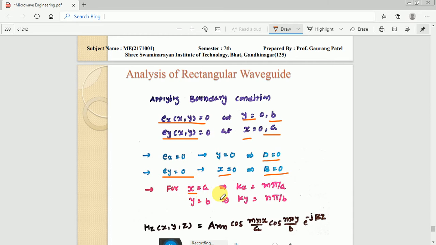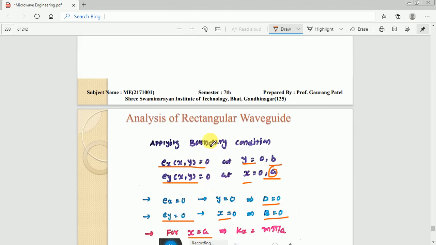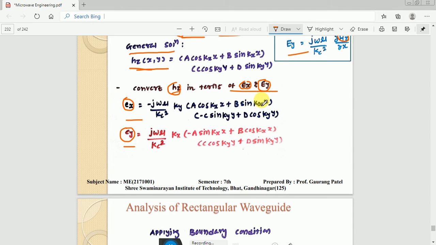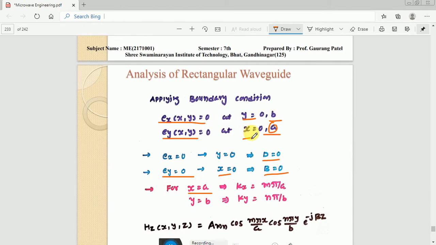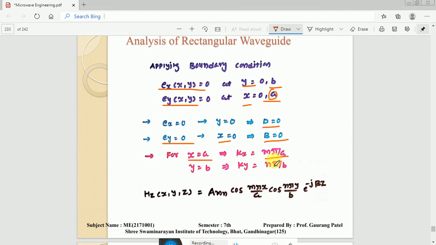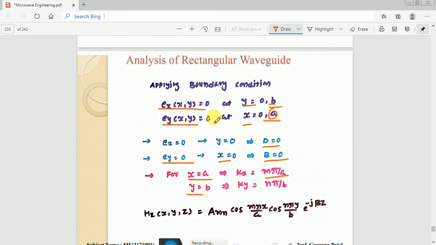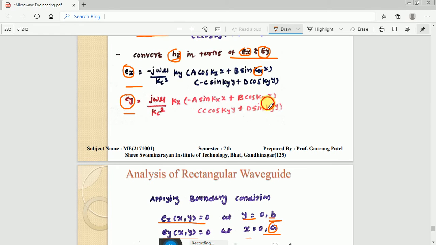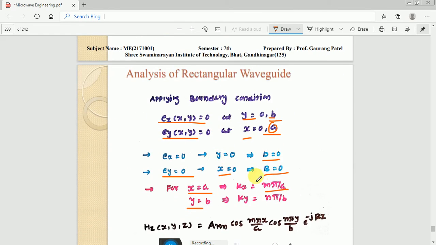Similarly, if we apply the second boundary condition, that is x is equal to a, then we will get the value of kx, that is kx is equal to m pi by a. And if we apply the second boundary condition, that is y is equal to b, we will get the value of ky to be n pi by b. So by applying these boundary conditions, we will get the values of the constants as well as kx and ky.